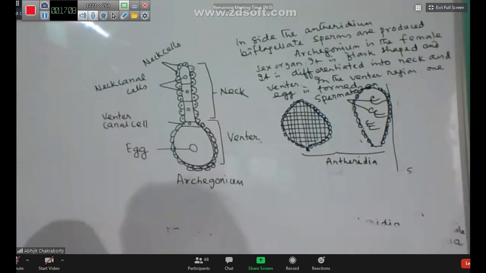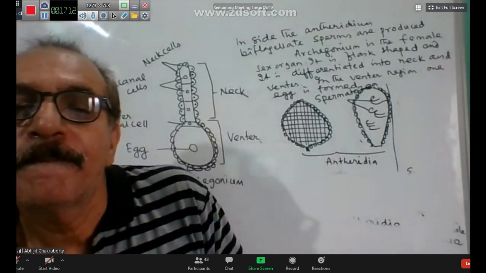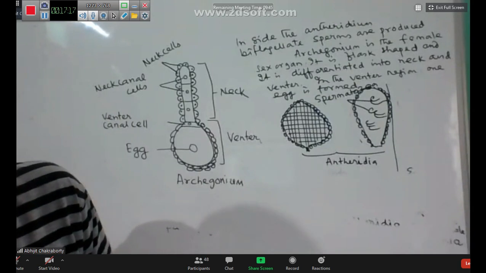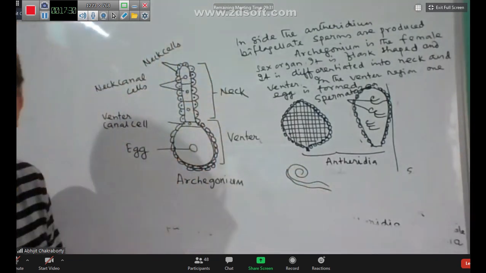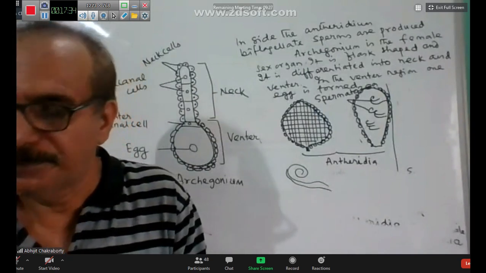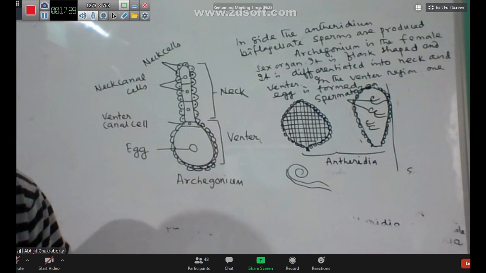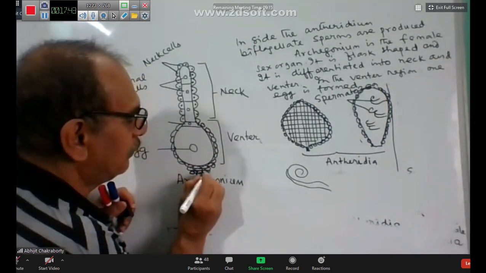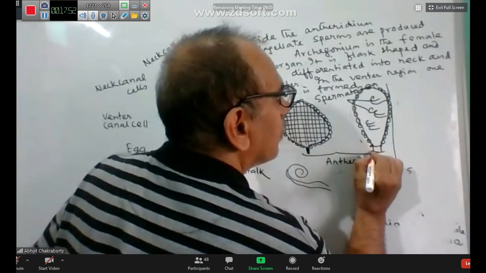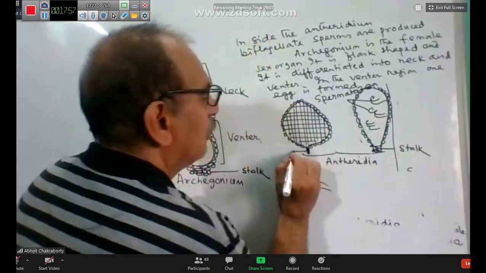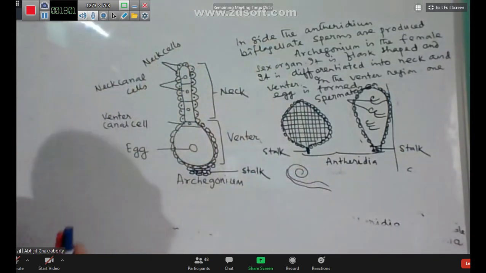It's a biflagellate, having two flagella. Here the sperms are biflagellate. That means it appears like this. This is the sperm, biflagellate gamete. Here also this part I show. This is called the stalk. Here also you will get a stalk. This is also called stalk. The basic structure of antheridium. Is it clear up to this?